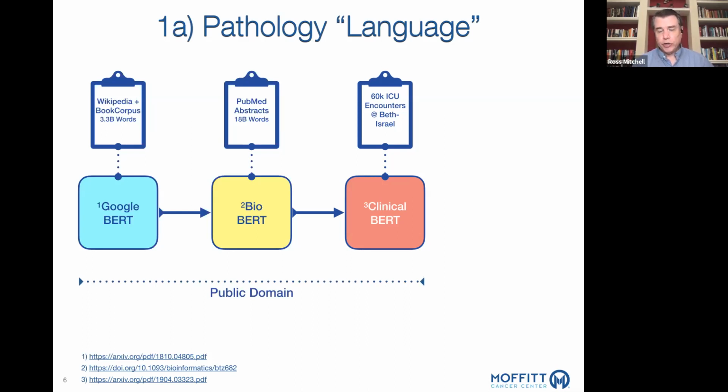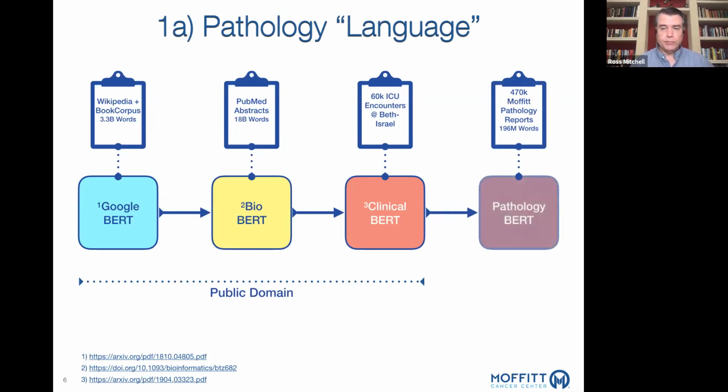So I actually started with ClinicalBERT, and I went and found pretty much all, or the team found all, of Moffitt's digital pathology reports, almost 500,000 pathology reports, nearly 200 million words. And I used that to tune ClinicalBERT to create something we call pathology BERT or PathBERT.